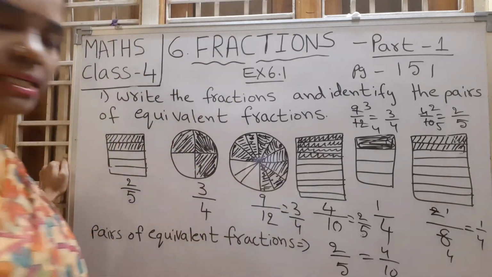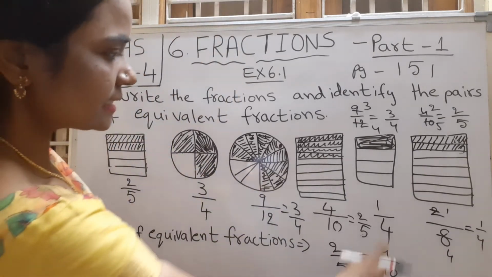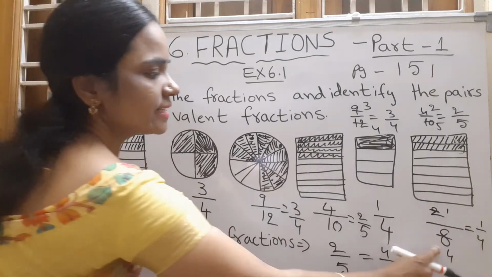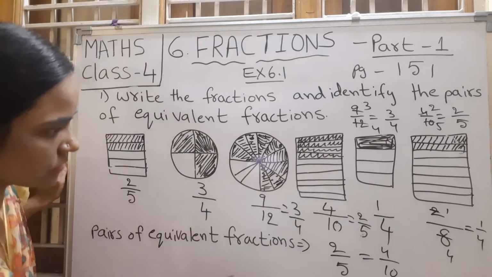Yes, we have another pair also here. So here it is 1 by 4 and the last fraction is 2 by 8. What is its value? 1 by 4. So what is another pair?